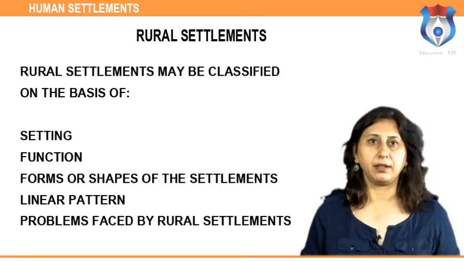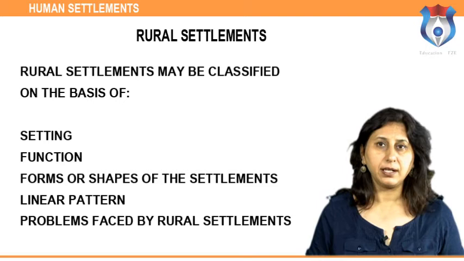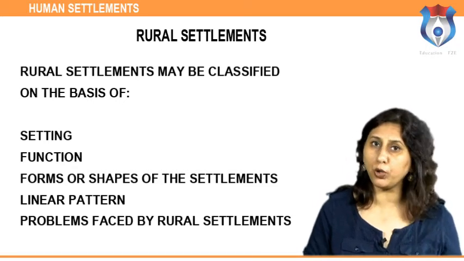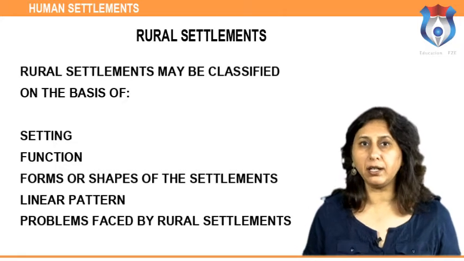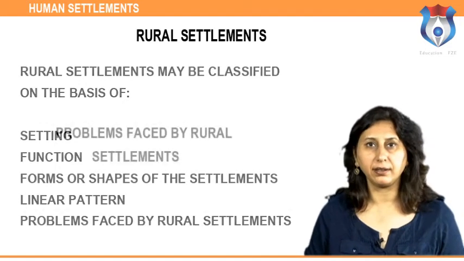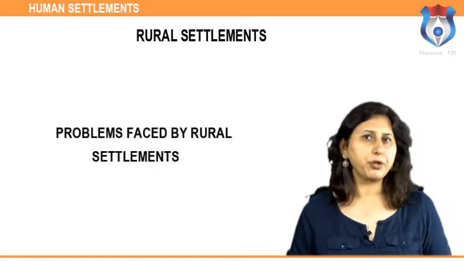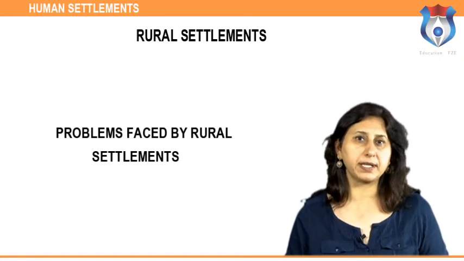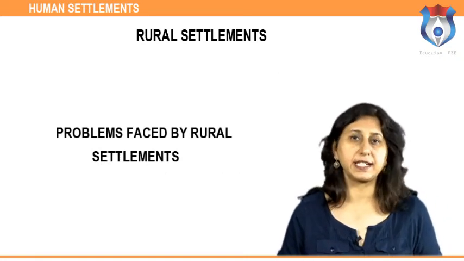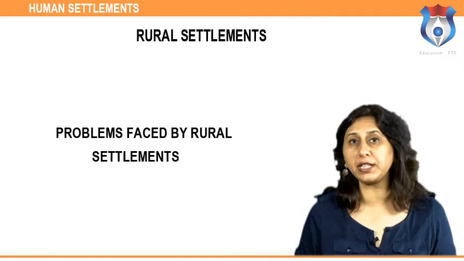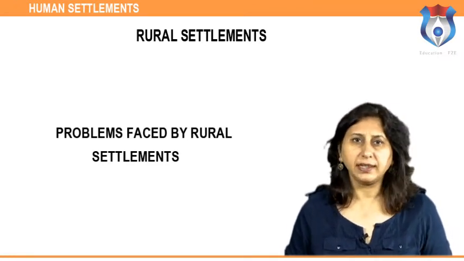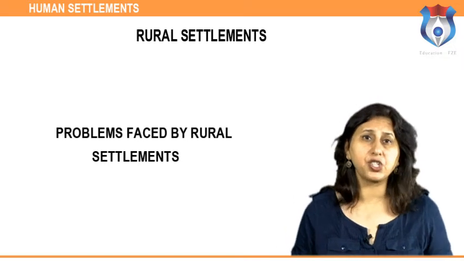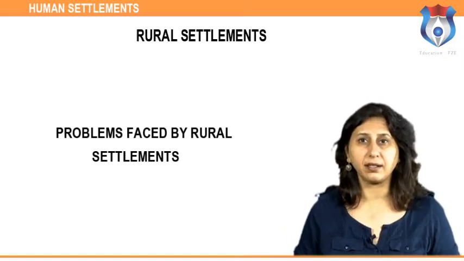Linear pattern. In such settlements, houses are located along a road, railway line, river, canal, edge of a valley, or along a levee. There are a few problems faced by rural settlements. Rural settlements in the developing countries are large in number and poorly equipped with infrastructure. They represent a great challenge and opportunity for planners.